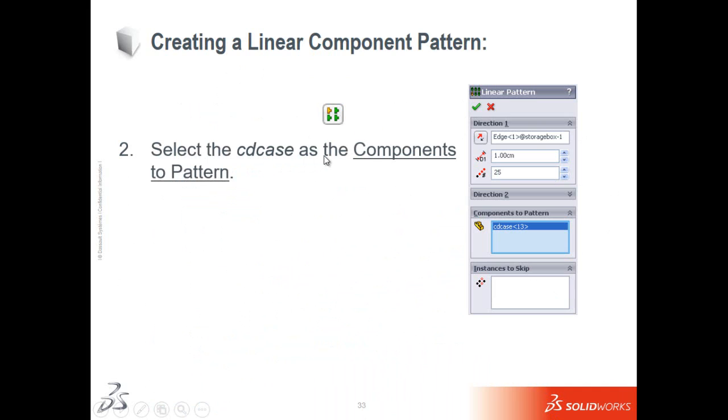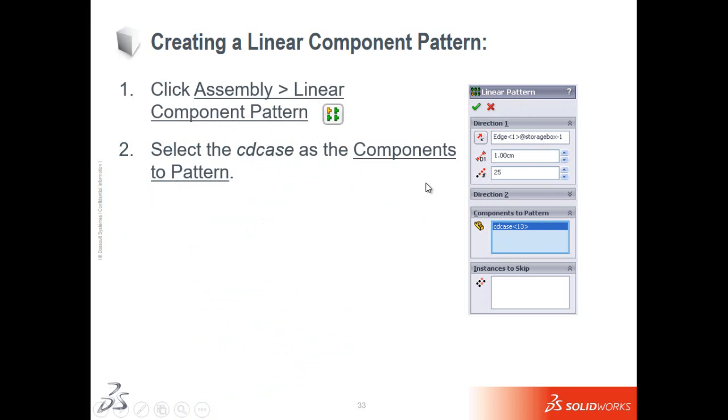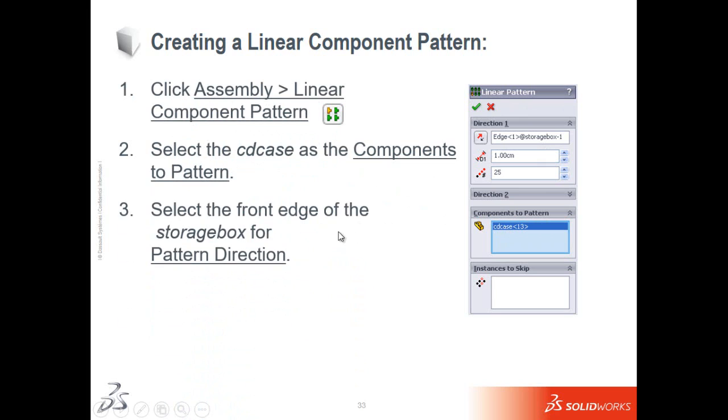Select the CD case as the component to pattern. So we have a linear pattern. We have the CD case as the component to pattern, and then we click on the assembly linear component pattern, which we did. Select the front edge of the storage box for pattern direction. Spacing 1 centimeter, instances of 25. So we have the edge selected for the direction, and then we have 1 centimeter apart, and we want 25 of them, and then click OK.